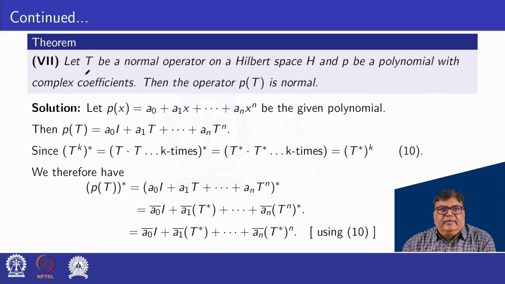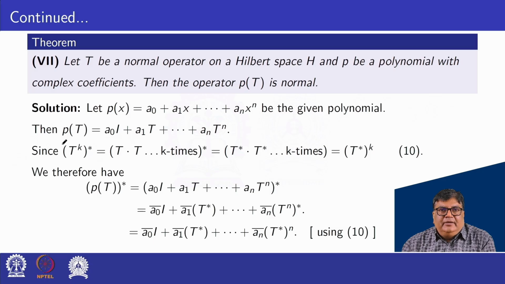Next theorem. Let T be a normal operator on a Hilbert space H and P be a polynomial with complex coefficients, then operator P(T) is normal. Proof. Let P(x) equal a0 plus a1x plus and so on an x^n be a given polynomial. Then in terms of operator T, that is P(T) is equal to a0 I plus a1 T plus and so on an T to the power n.